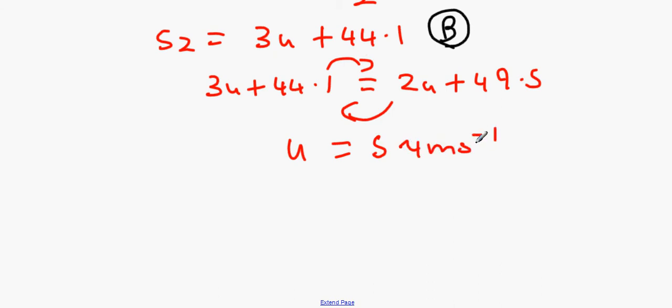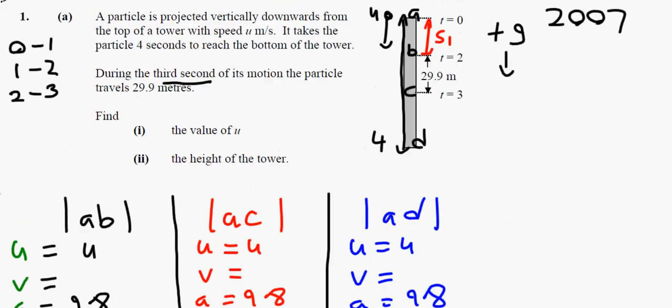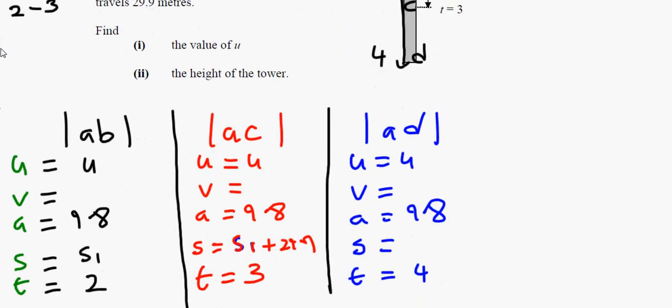Okay, so now that we've figured out what U is, what we have to figure out is the height of the tower. What is the distance A to D? Okay, so let's fill in the blue information. We know that U equals 5.4. We don't know what V equals, but we have enough information.